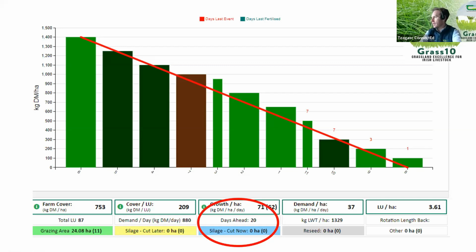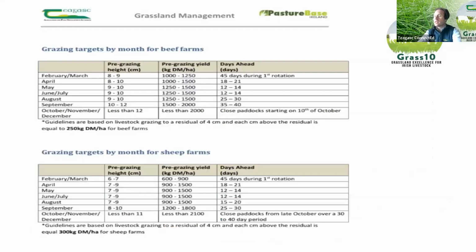Because as we said, in a dry stock scenario there could be multiple groups of animals on the farm, with different livestock units there. But I like to keep it simple for people who are new to PastureBase. If people can keep on top of the days ahead, and keep the pre-grazing yield right, they're 90 something percent of the way there. So when you complete your weekly walk and you see the days ahead figure, this is a very good 1-pager for beef and sheep farms to have: the grazing targets by month for beef farms, and grazing targets by month for sheep farms.